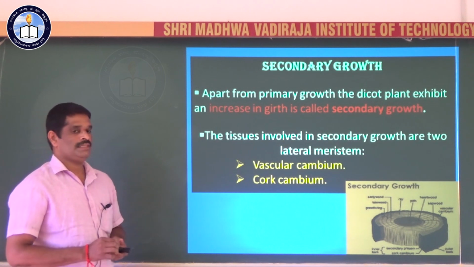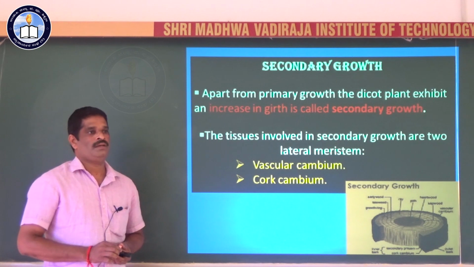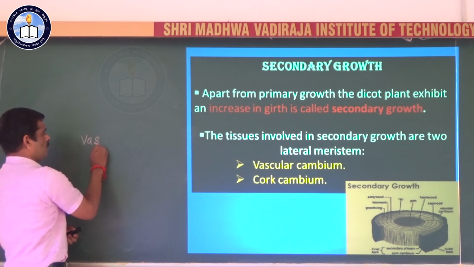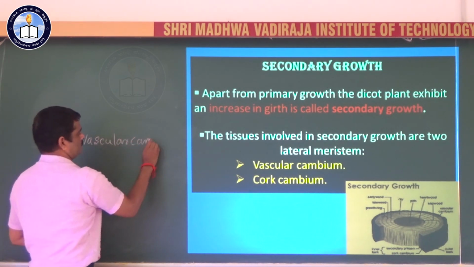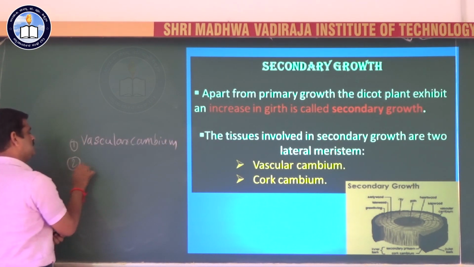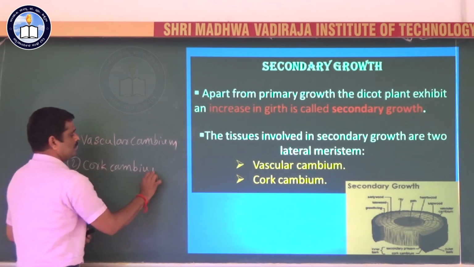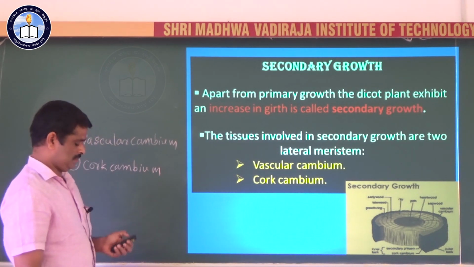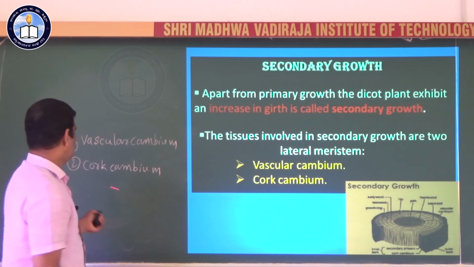The secondary growth in dicot plants takes place because of tissues like the vascular cambium and cork cambium. Vascular cambium and cork cambium are responsible for secondary growth in case of a dicot plant. What is secondary growth? Increase in the thickness of the plant is called secondary growth.